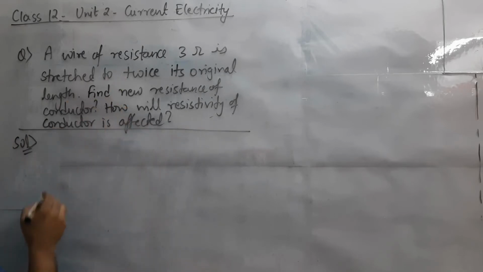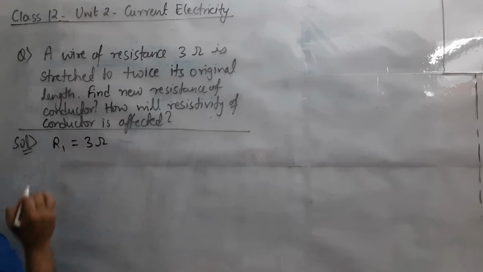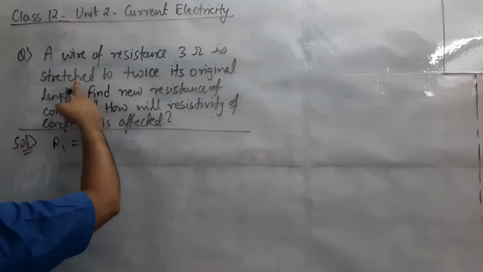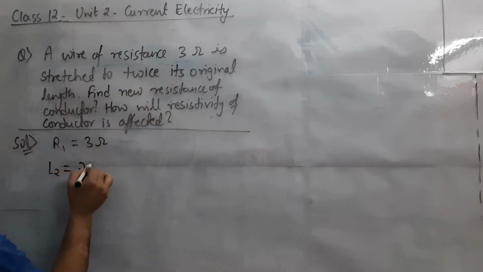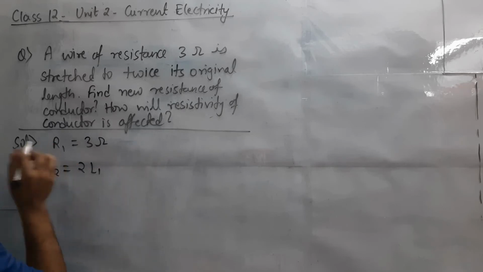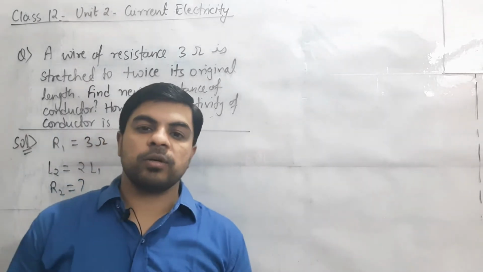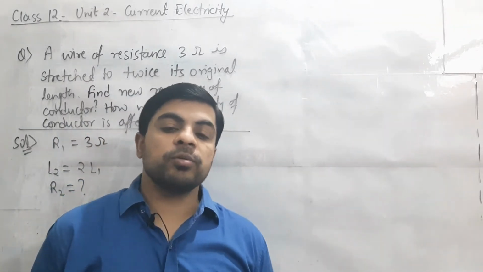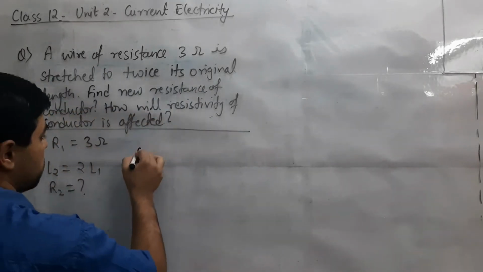So according to the question, the given initial resistance, we can say R1, is 3 ohm, and it is said that the wire is stretched to twice its original length, so L2 must be twice L1. They are asking about the new resistance R2 and also about resistivity, and we have already discussed that on stretching or compressing, due to change in configuration, length and cross section area, there is no change in resistivity.